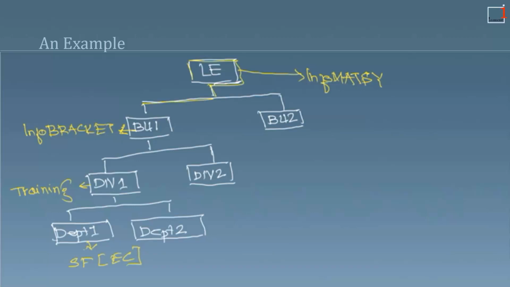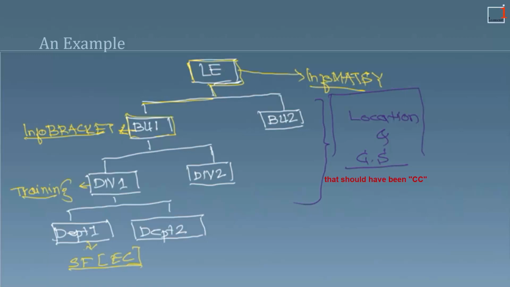We have a legal entity, InfoMatsy, a business unit as info bracket, a division as training, and a department as the training for SuccessFactors Employee Central. So this is what we're going to design in our live session now. And when we are designing this, we will also be creating the location and a cost center. So this is all we're going to design. So now let's hit the deck.